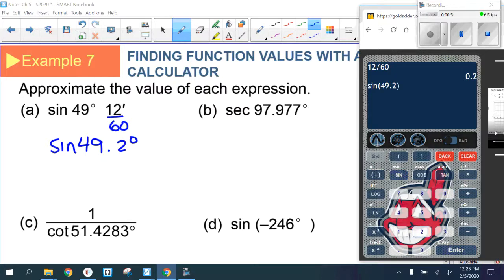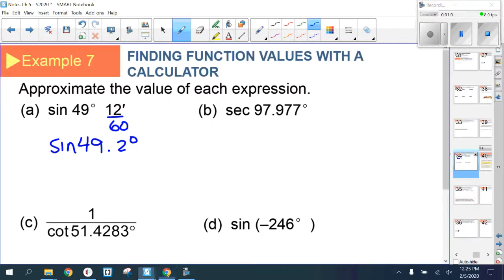Make sure you are in degrees. Okay, so make sure you're in degrees. And then you get 0.7570 approximately. I'd say 4 decimal places are about right. Watch Math Excel because they'll tell you exactly what to do.